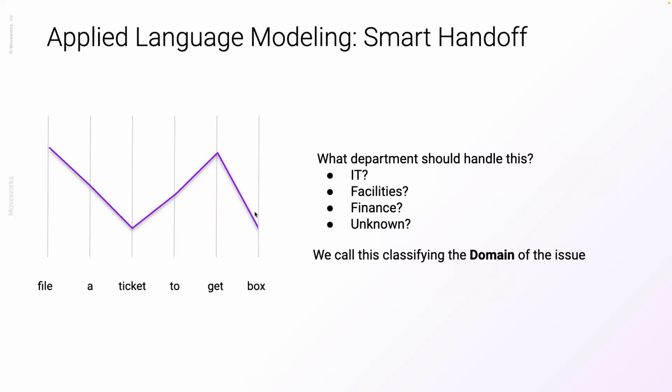And this is actually the kind of thing that language models out of the box often get wrong for enterprise knowledge, because Box looks like a cardboard box. It's the kind of thing maybe facilities will help with. But if you work in IT, there's a software called Box, and that might be the kind of thing that the person is requesting access to.